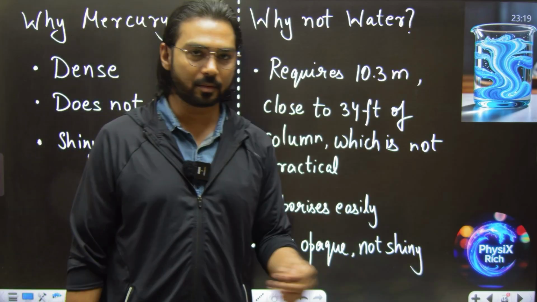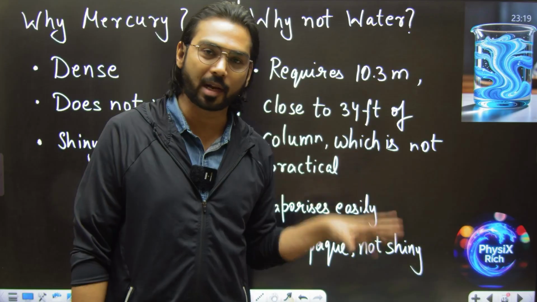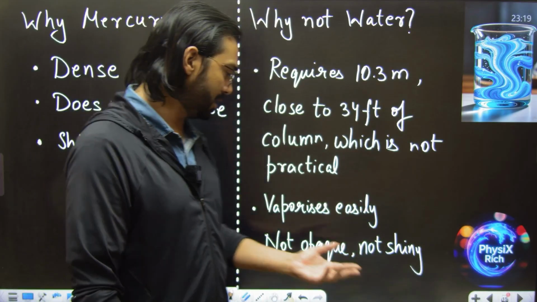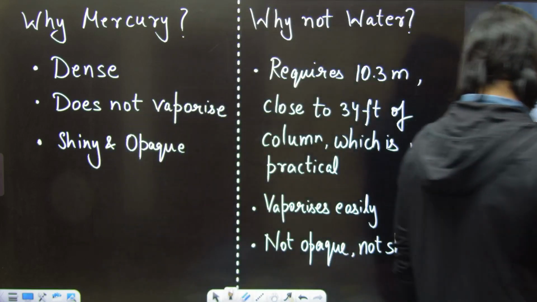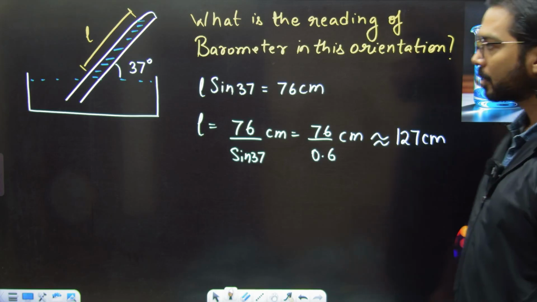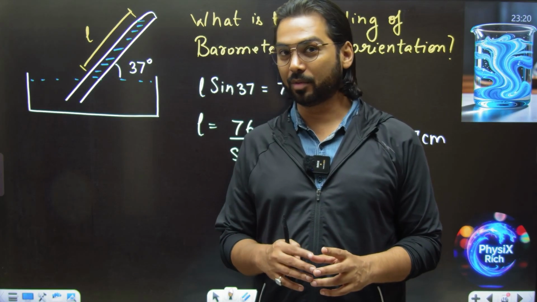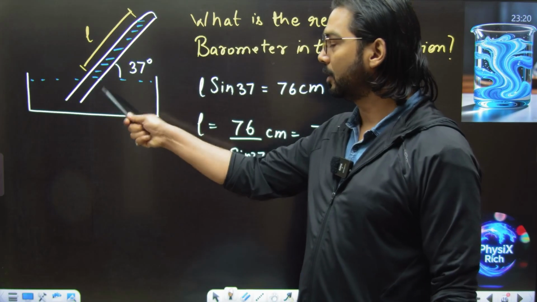And if you want to see that water is rising, you're going to have to probably put some color in it. It's transparent, it's not opaque and doesn't shine. So handling water in such a barometric situation is not a wise thing. But remember guys, all pressure is due to the height. It's not due to the length.